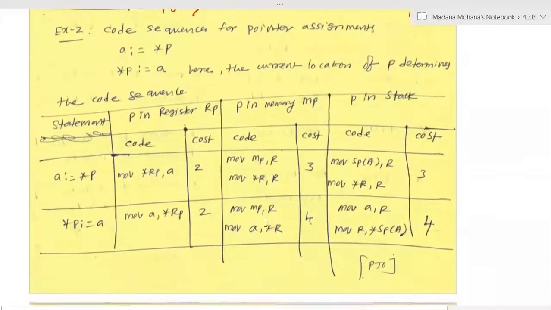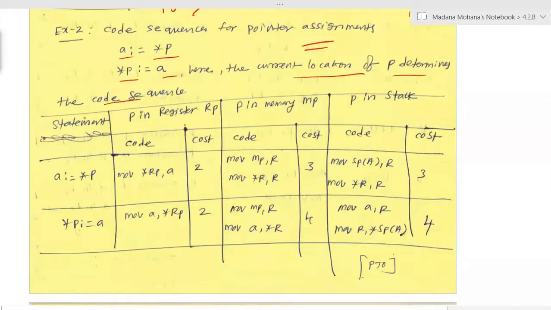Then similarly, another example, the code sequence for pointer assignments. We have statements like this: a = *p, *p = a. Here, the current location of p determines the code sequence. Now, p in register Rp, p in memory Mp, p in stack, the same three cases. First, a = *p. By using registers, MOV *Rp, a. Their cost is 2. For a 1, then for instruction 1. So 2. Then if you use memory, MOV Mp, R, then MOV *R, R. For memory location 1 cost, for instruction 1, then here for instruction 1, 2 plus 1, 3. For registers it won't take cost.